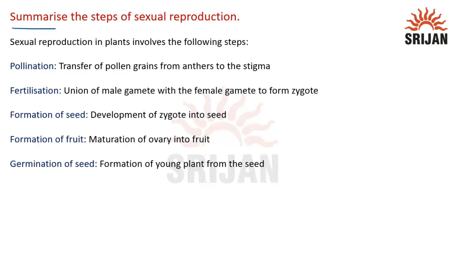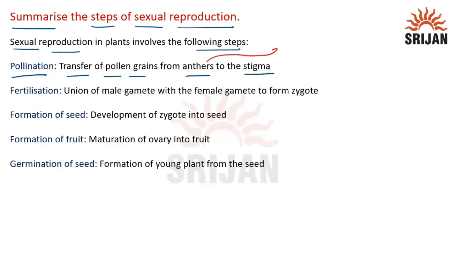The question is, summarize the steps of sexual reproduction. First, it is pollination, that means transfer of pollen grains from anthers to the stigma. Now, anther is the part of stamen, that is the male reproductive part of flower, and stigma is part of the pistil, that is the female reproductive part of flower.